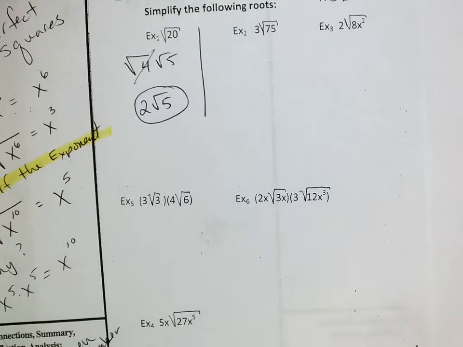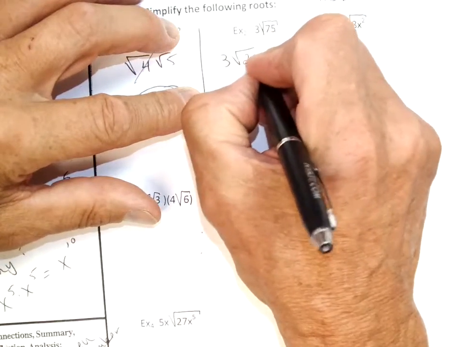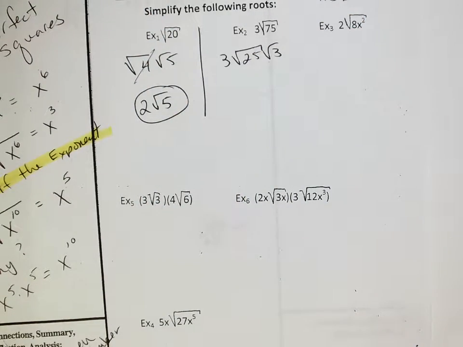Okay? How about number 2? Anybody got an answer? Give it a try. What'd you get? 3 times square root of 25, square root of 3. I like that. That's a great idea. 25 and 3. 25 is one of our perfect roots. Everybody agree? 25 and 3. Okay, and then keep going. Then what?